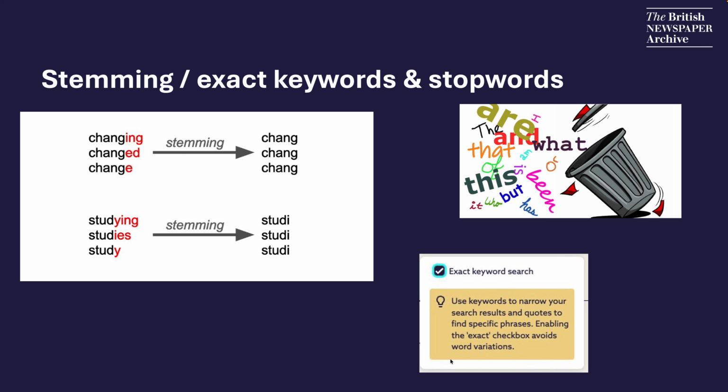Also worth saying that we ignore a whole bunch of things we call stop words. This, the, and, what, is, who, are the kind of examples here, because they offer no discriminatory value because they basically appear in almost every article. So those words are just ignored, whether you put them in the search box or not.